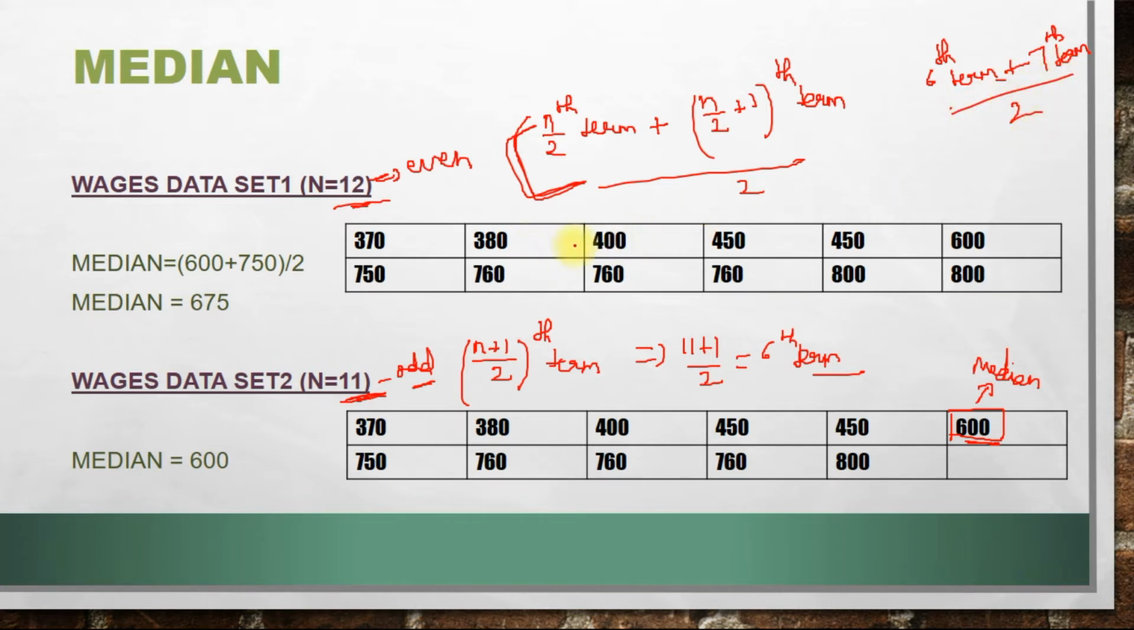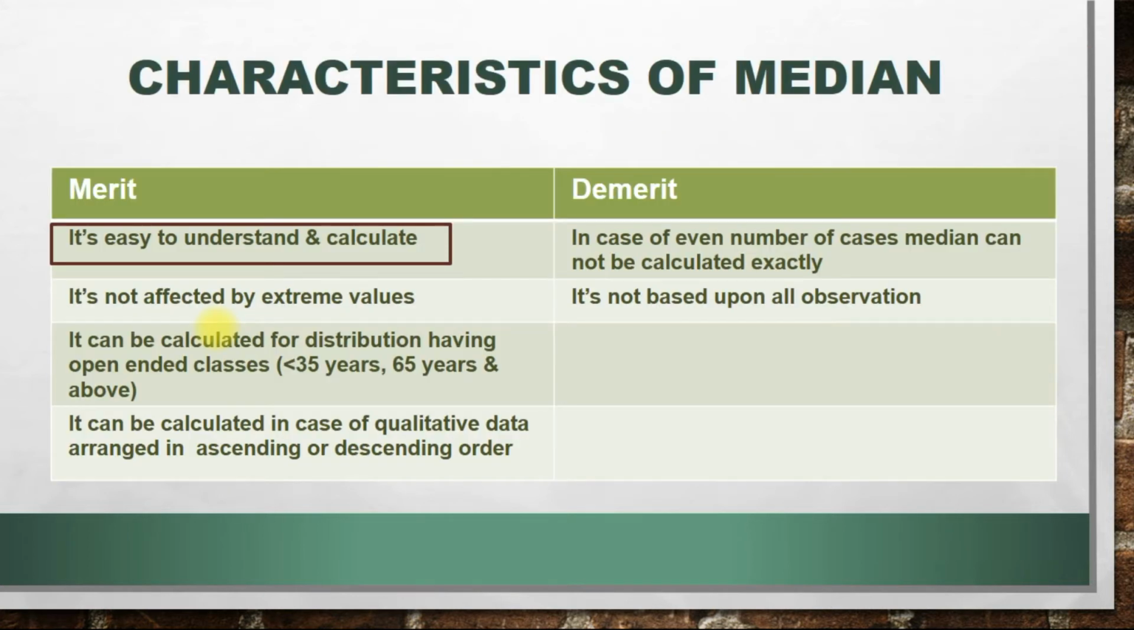Again, this data set is also arranged in ascending order. So we just look at the numbers. The sixth term is 1, 2, 3, 4, 5, 6: 600 and 750. This is what is mentioned here. 600 plus 750 divided by 2. So the median in this case is 675. I hope now you are very clear about the median and how to calculate it in the case of an even number of observations and an odd number of observations.